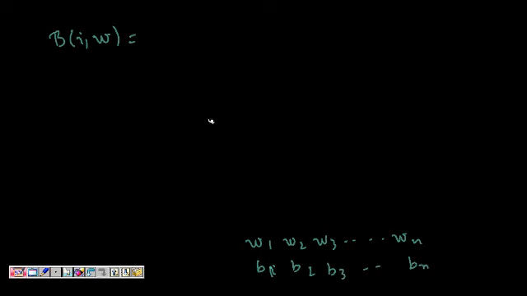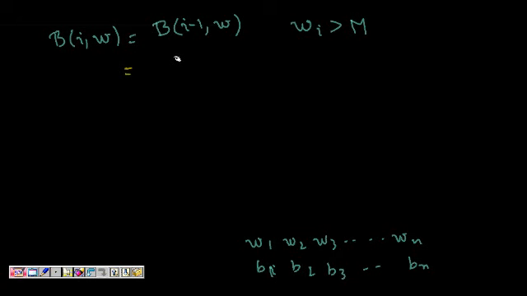Okay, so if the weight of the ith item, wi, is greater than m, which is the maximum capacity, then I cannot choose that item itself because it will be more than the capacity of the knapsack. Then I can directly write this is equal to B of i minus 1 comma w, if wi is greater than m. Let's see, otherwise what happens?